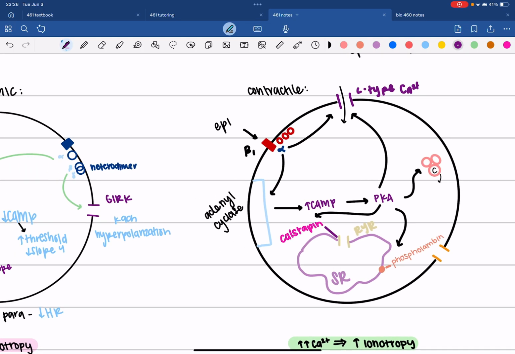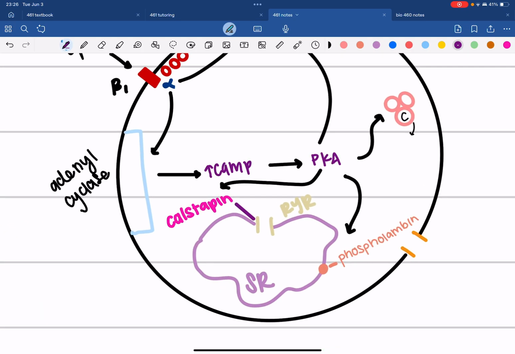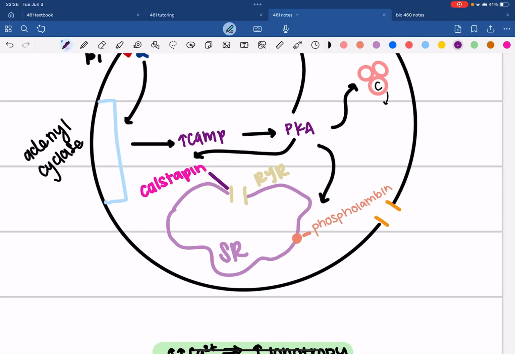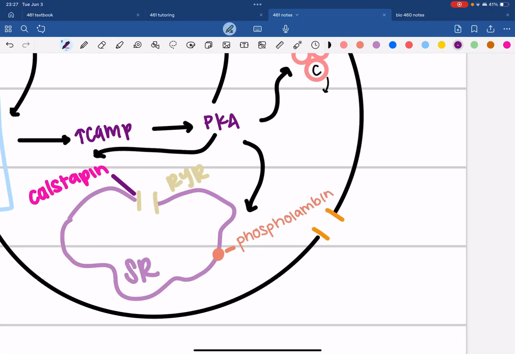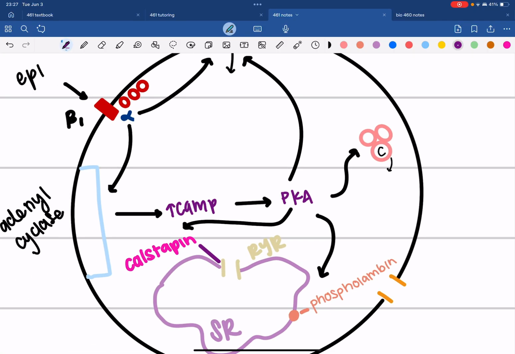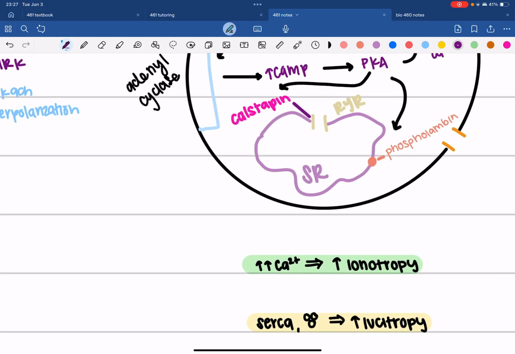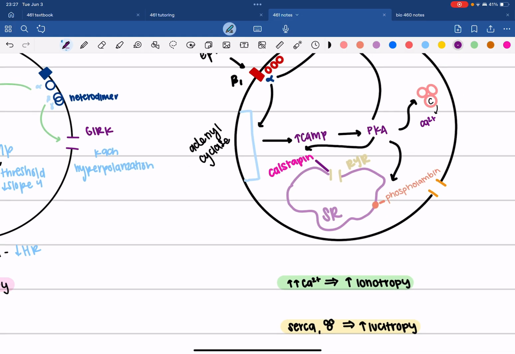And PKA would cause phospholamban to do something that I don't quite remember, and stimulate calstabin to stimulate RyR. Then it would also stimulate our troponin to let off calcium right there. So all those things right here increase calcium, causing inotropy, which is cool.